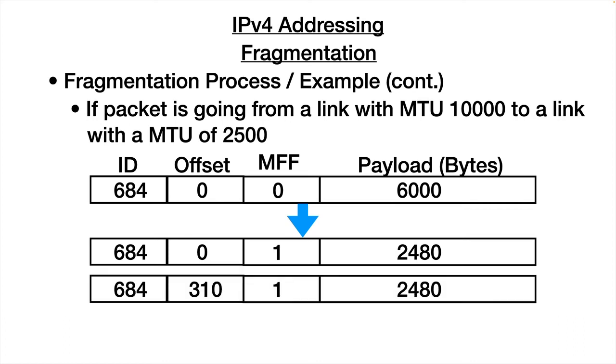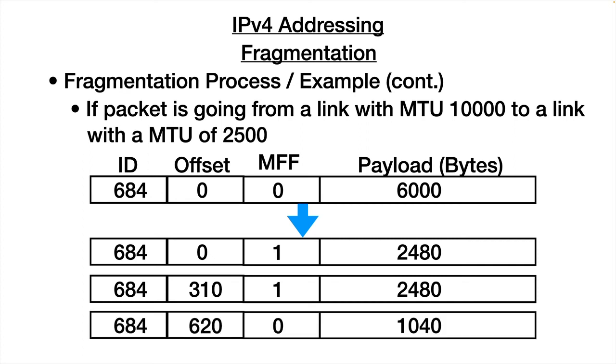The next packet, notice that the offset is 310, and we get the next 2,480 bytes. In the first packet and second packet, the more fragments flag was set to true, indicating there are more fragments coming. The other thing to notice is that the ID of the packets are the same as the original packet. And then finally, we will have another one. The last packet's only going to have 1,040 bytes in it. And notice that the more fragments flag is set to 0.